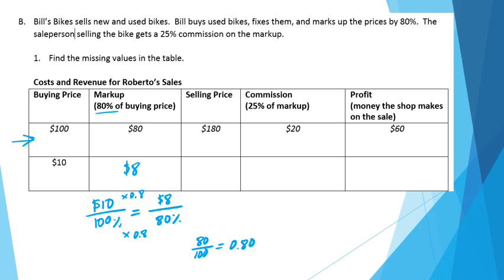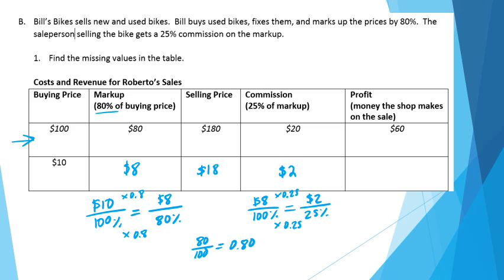My selling price is going to be my buying price plus my markup. So 10 plus 8 would give me $18 total for my selling price. My commission is going to be 25% of my markup. So if I look at my markup, $8, that's 100% of the markup. 25% of the markup is going to be the commission. So this scale factor here is going to be times 25 hundredths. So when I multiply times 25 hundredths, I get $2. So my commission is $2.